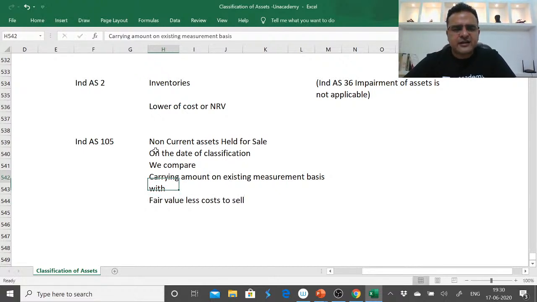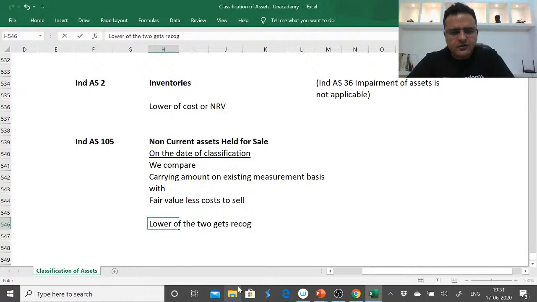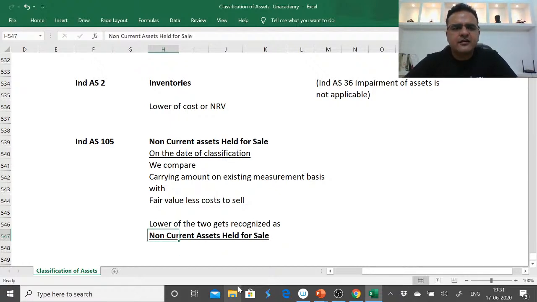So we are comparing. Now this is again, the standard itself is capable of testing it for impairment before classification as held for sale. On the date of classification, we are testing it for impairment, a direct mechanism. So Ind AS 105 also doesn't need Ind AS 36 impairment of assets, because Ind AS 105 has its own mechanism of testing for impairment on the date of classification. Once this is done, whichever is the lower of the two gets recognized as non-current assets held for sale.